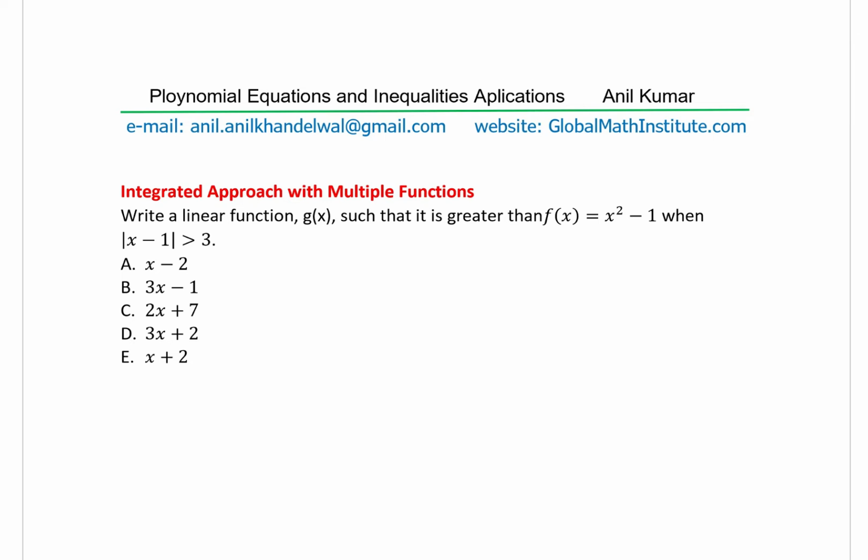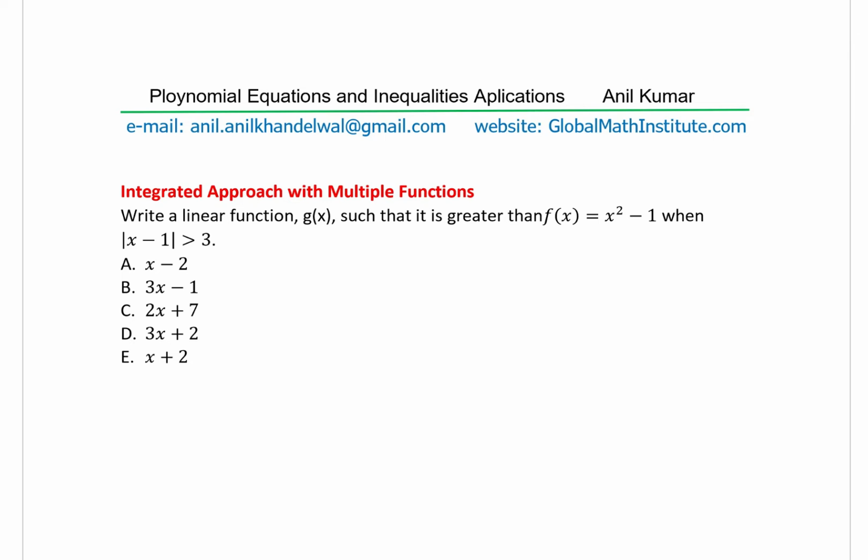The question here is: write a linear function g of x such that it is greater than f of x equals x squared minus 1 when the absolute value of x minus 1 is greater than 3. Five choices are given to you. You can pause the video, answer this question, and then look into my suggestions.